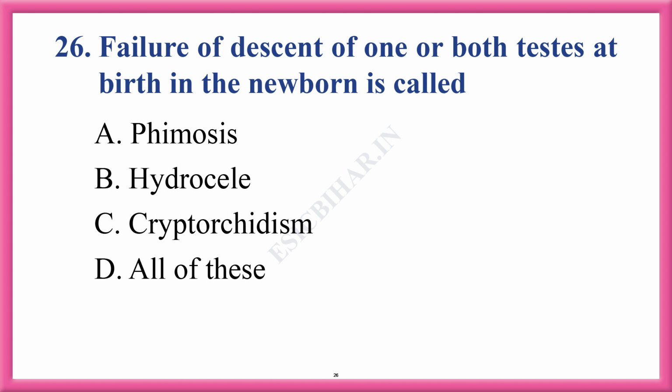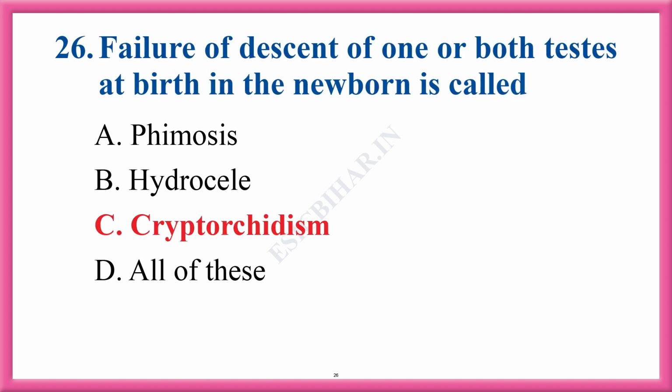Question 26. Failure of descent of one or both testes at birth in the newborn is called A. Phimosis, B. Hydrocele, C. Cryptorchidism, D. All of these. And the answer is C. Cryptorchidism.